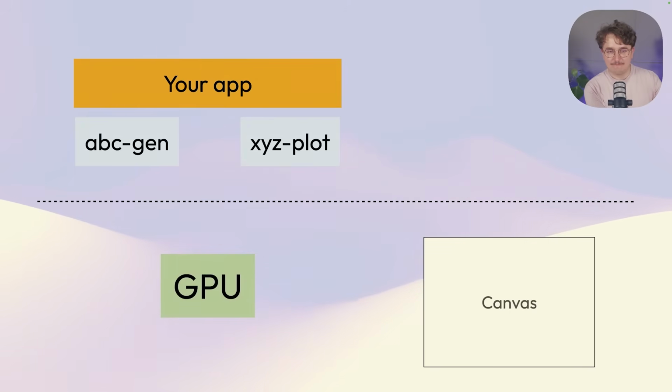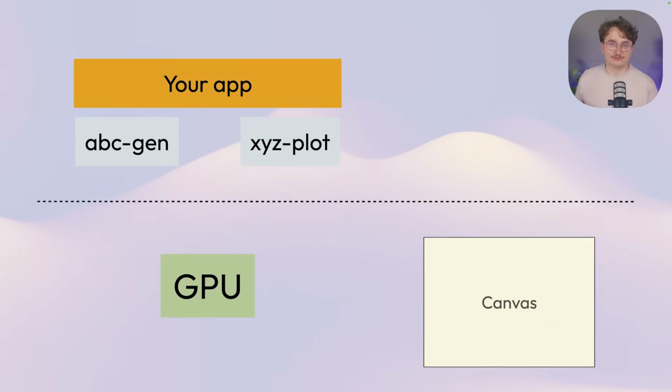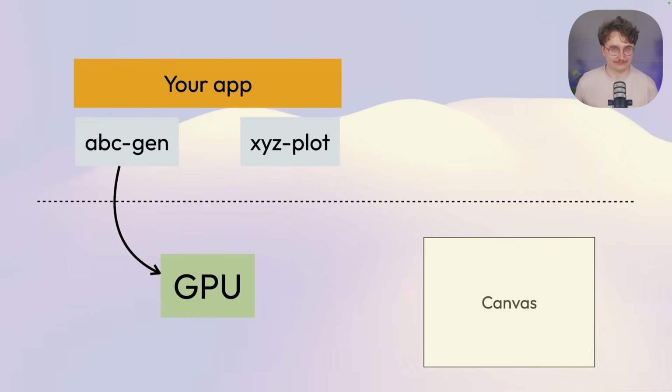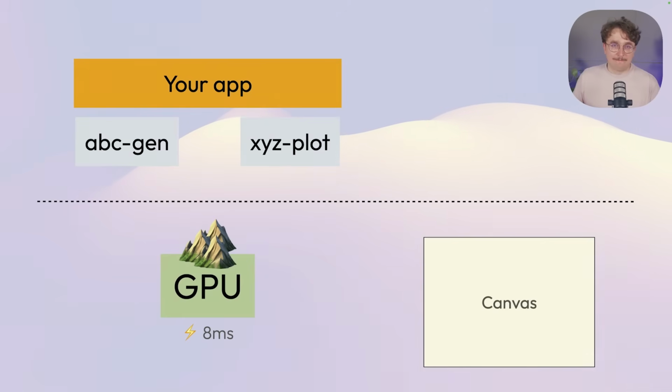So we have our app. We have the two libraries, ABCGen and XYZplot. And then we have that line that signifies having to communicate with this GPU. And then the GPU can draw onto a canvas to show the result. So what's the actual process? Well, we tell ABCGen to generate the terrain. So it tells the GPU, hey, I want to generate some terrain in parallel, right? That's reasonable. Okay, cool. The GPU says, cool, 8 milliseconds. I can do that really fast. So here you go.